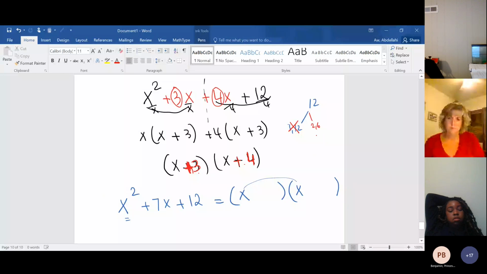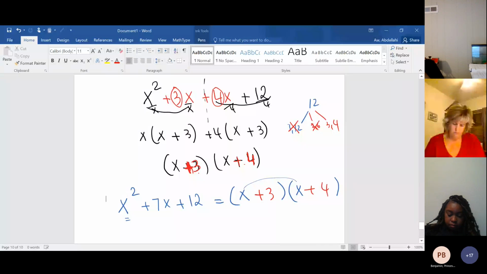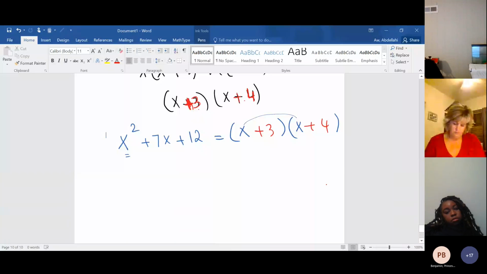Do they add up to 7? No. The next pair is 3 and 4. Do they add up to 7? Yes. So I'm going to write plus 3 plus 4. I'm done. You see, this is an arithmetic problem. Some people will find those numbers very quickly because they are more used to the arithmetic. Some people will struggle a little bit to find those two numbers. From my experience, I have seen students who get those two numbers in a blink of an eye. I have some students who have to pause a little bit and think about it.